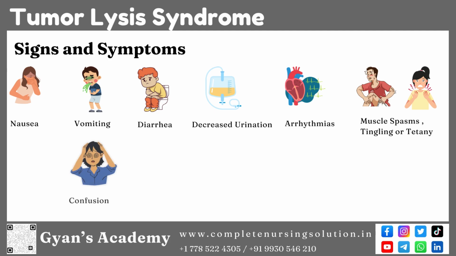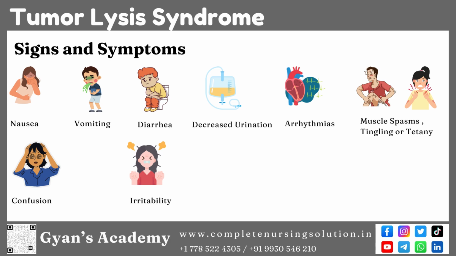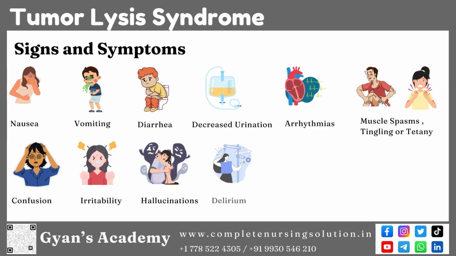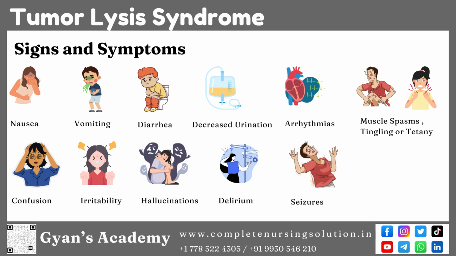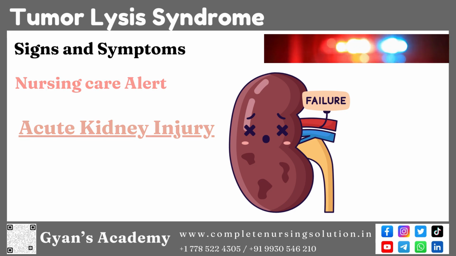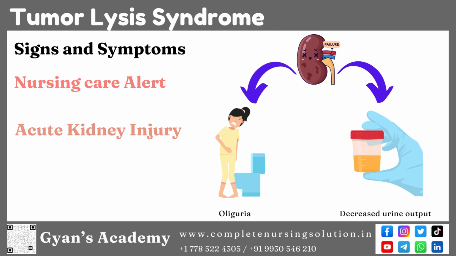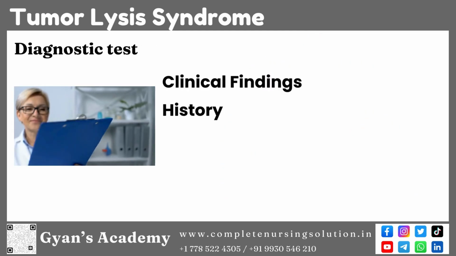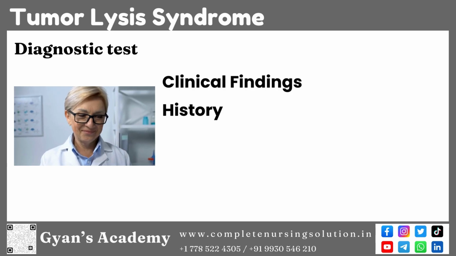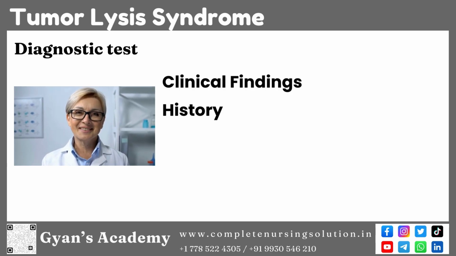In addition, clients may experience confusion, irritability, hallucination, delirium and end up with seizures. An important complication of TLS is acute kidney injury, which typically presents with oliguria, that is, no urine output or decreased urine output. Diagnosis of TLS is done by clinical findings and history.